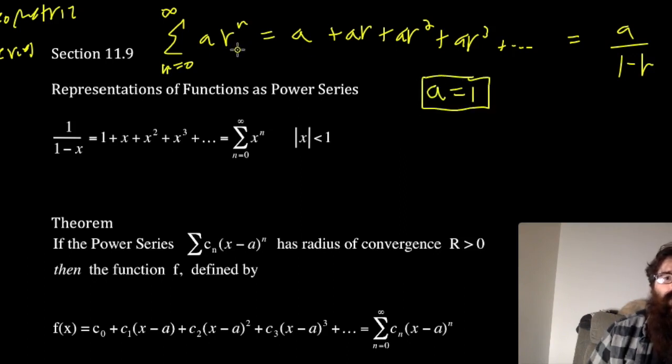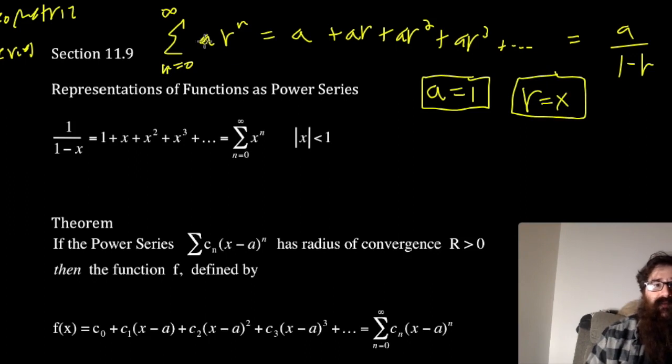So if a is equal to 1, and we're also considering r equal to x, if I make those substitutions, I get 1 plus 1 times x plus 1 times x squared plus 1 times x cubed, which is exactly what we're looking at here. And remember this converges when the absolute value of r is less than 1. Then I get a over 1 minus r, or in this case 1 over 1 minus x with these substitutions.